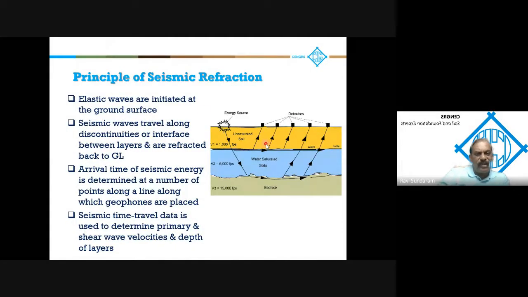So the principle of seismic refraction is that elastic waves are initiated at the ground surface. Seismic waves travel along the discontinuities or interface between the layers and are refracted back to the ground level. So the arrival time of seismic energy is determined at a number of points along a line in which the geophones are placed here. So the seismic travel time data is used to determine the primary and shear wave velocities and the depth of the layers.